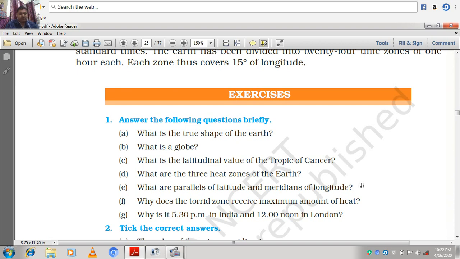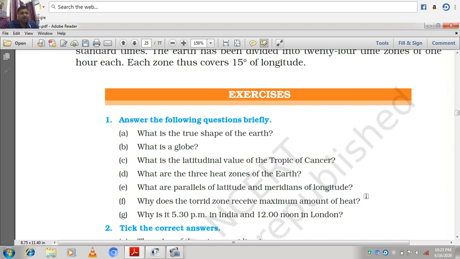North to south poles, known as the meridians of longitude. Why does the torrid zone receive the maximum amount of heat? Because the torrid zone receives the maximum amount of heat from the sun.